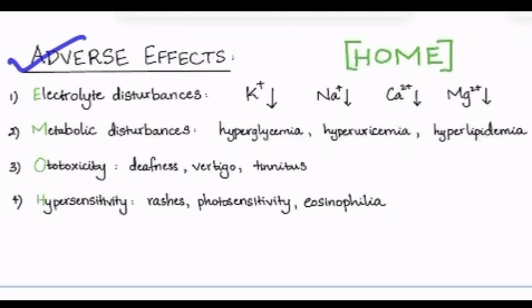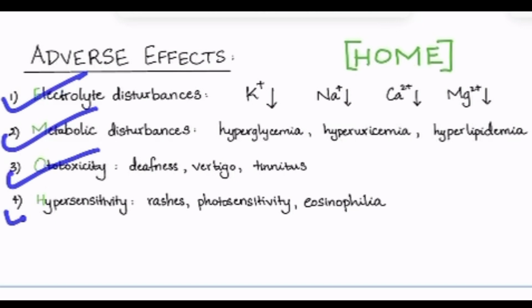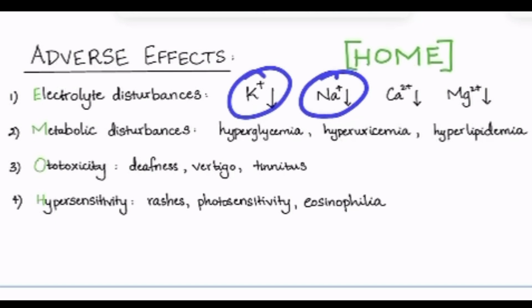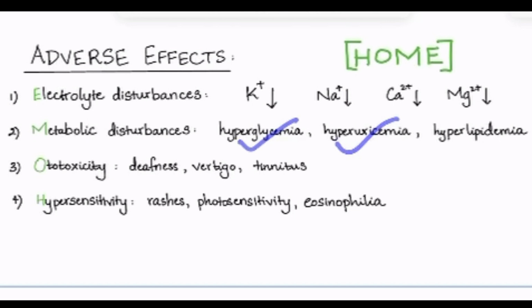Adverse effects of furosemide. They include electrolyte disturbances, metabolic disturbances, ototoxicity and hypersensitivity. They can be remembered using the mnemonic HOME. Here, electrolyte disturbances include hypokalemia, hyponatremia, hypocalcemia and hypomagnesemia. Metabolic disturbances include hyperglycemia, hyperuricemia and hyperlipidemia.